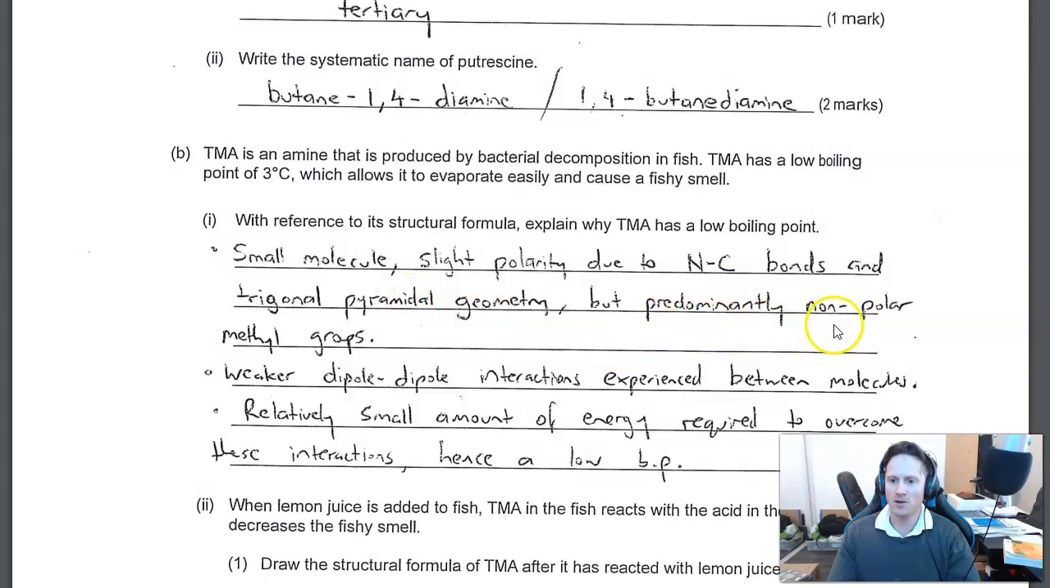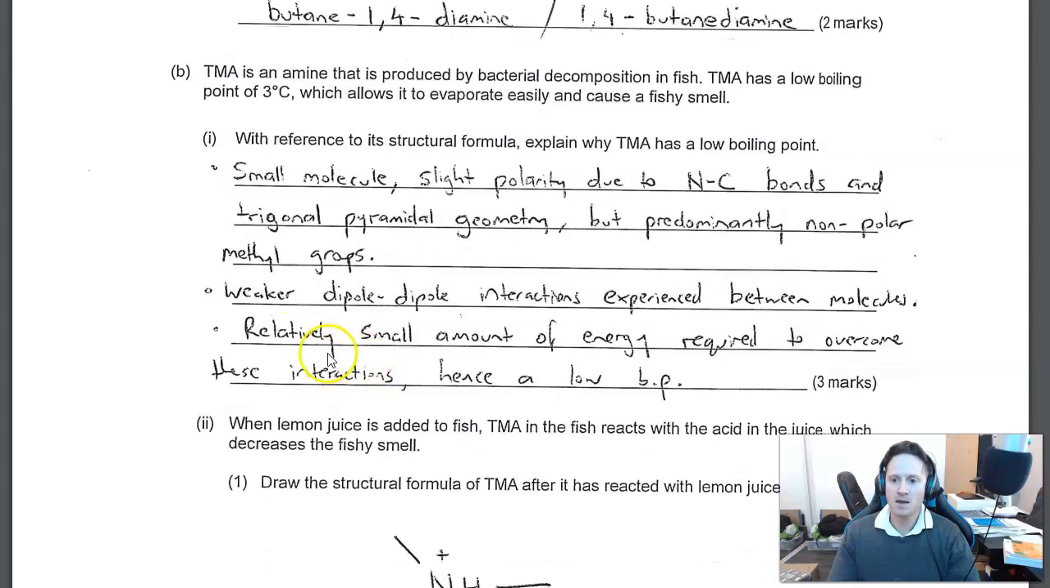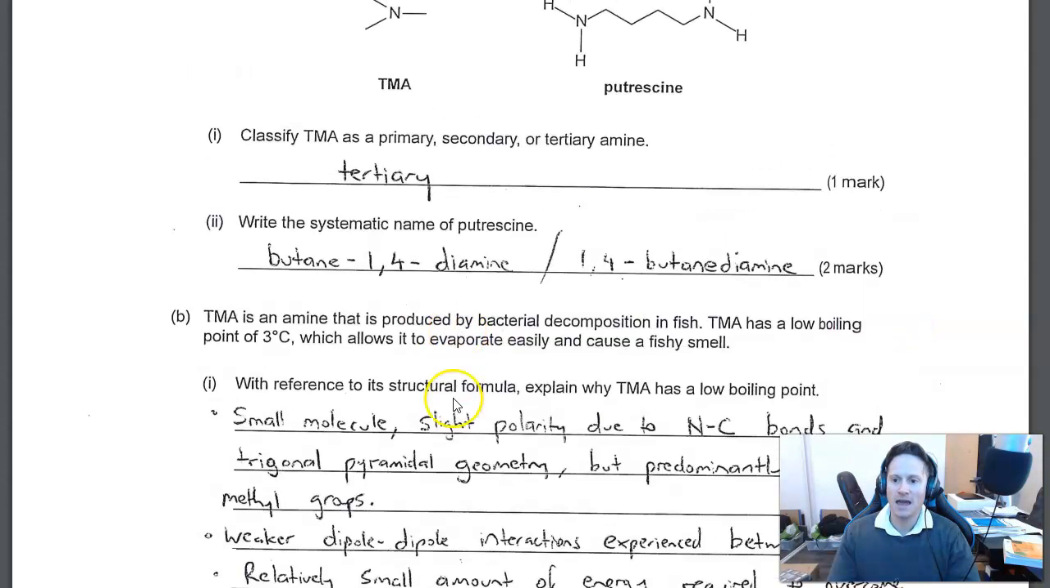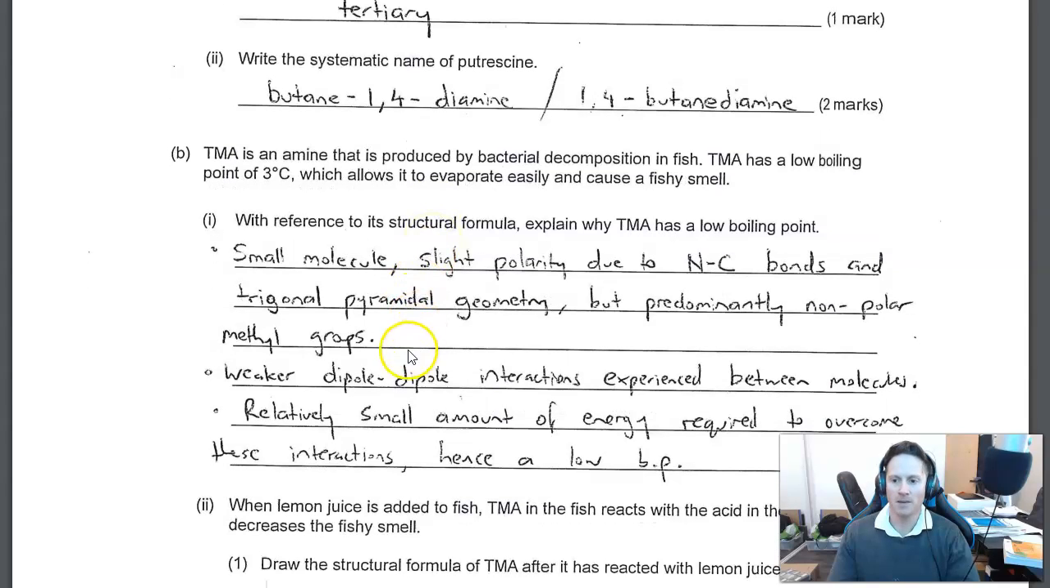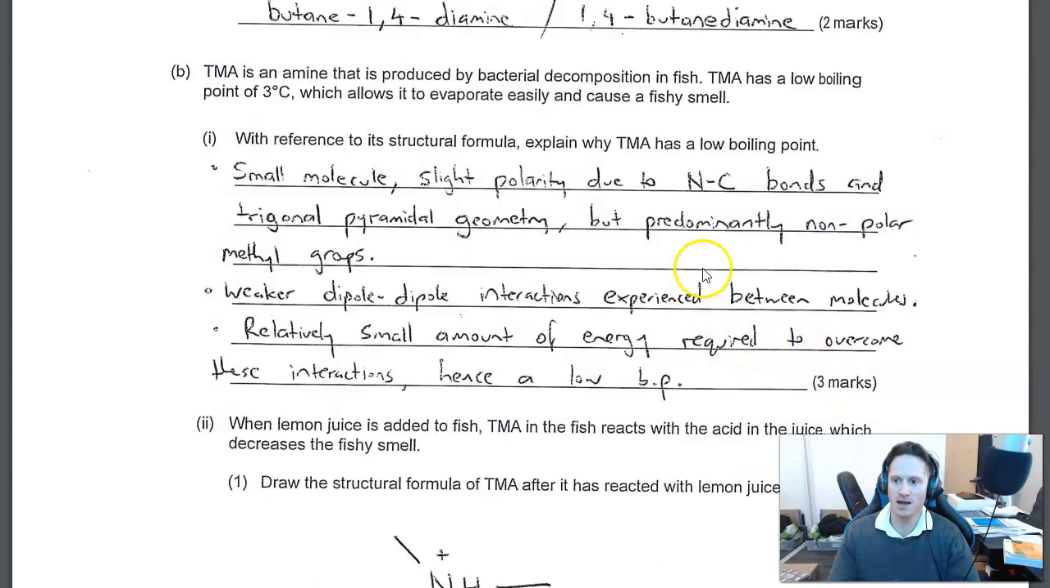But it's a predominantly non-polar molecule because methyl groups are non-polar. It has weak dipole-dipole interactions experienced between molecules. Even though I'm saying it's predominantly non-polar, there's still polarity in these bonds. Therefore, there is a dipole because of the fact that it's trigonal pyramidal. So we've got dipole-dipole interactions, which is what I'm describing between the TMA molecules.